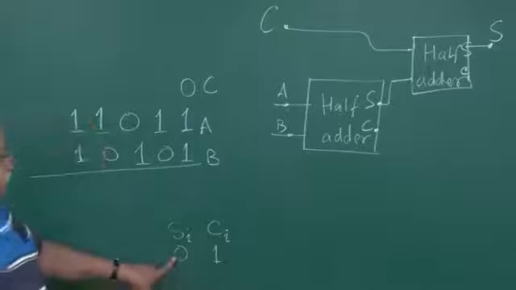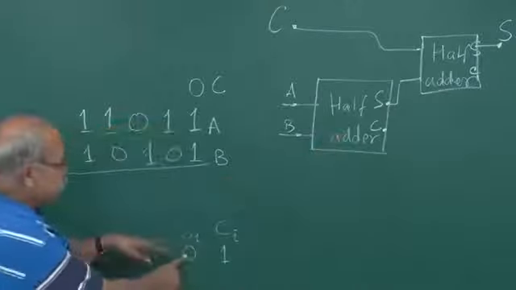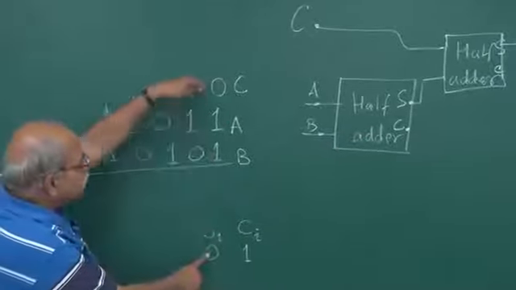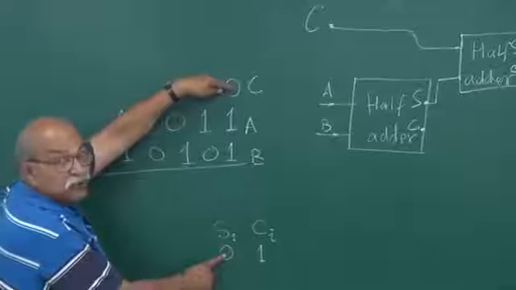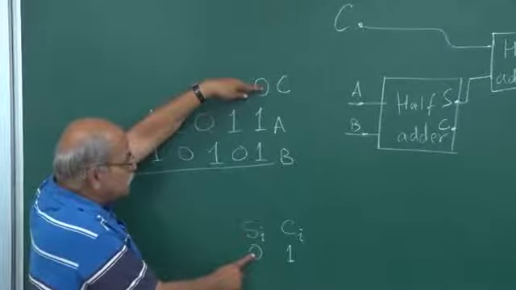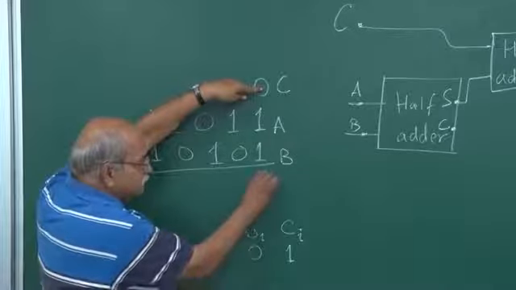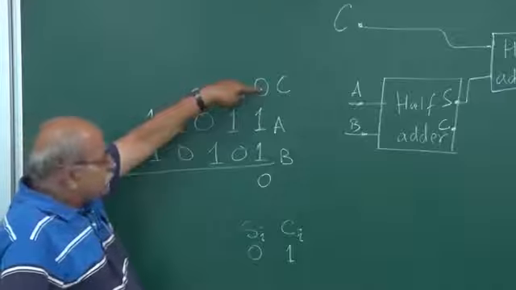Check. This is the output of this first half adder, which is 0, and then the carry is 0, 0 and 0. If you do this half adder thing, that will give you sum as 0. So, this is the sum. And how do you get the carry, the final carry?